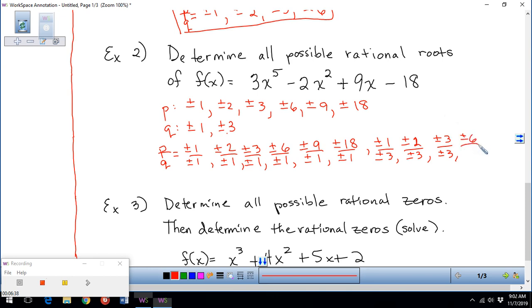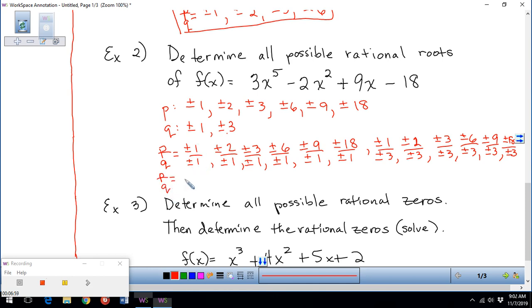That's positive, negative 6 divided by the positive, negative 3. Positive, negative 9 divided by positive, negative 3. And then the positive, negative 18 divided by the positive, negative 3. So now that I have them all listed out, now we're just going to go through and reduce. And when it's a repeat, we're just going to cross it out.